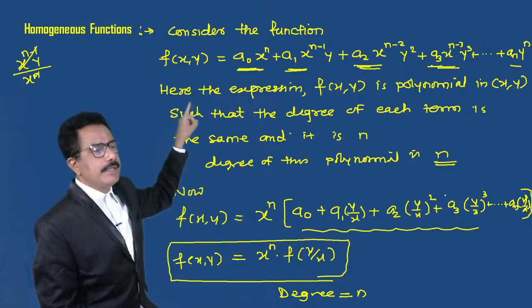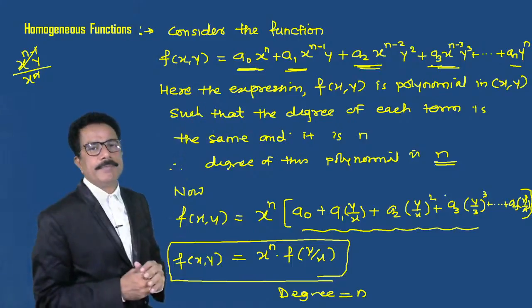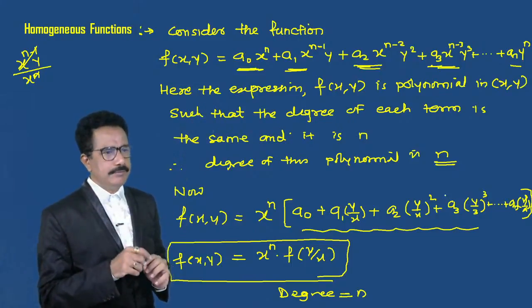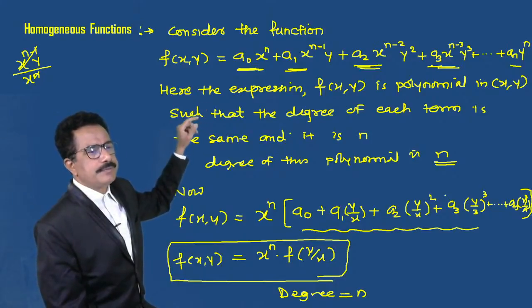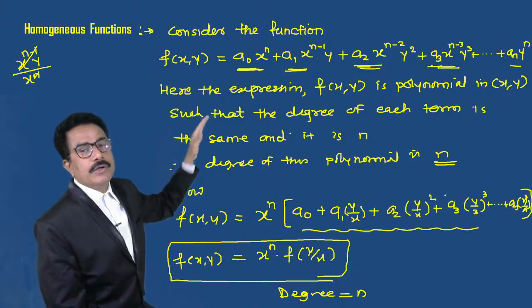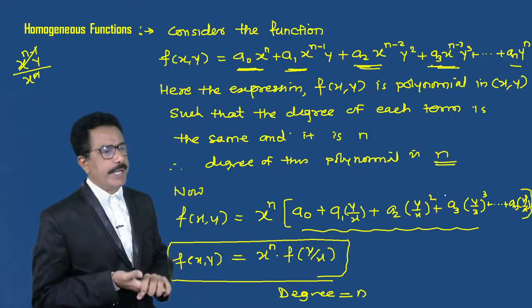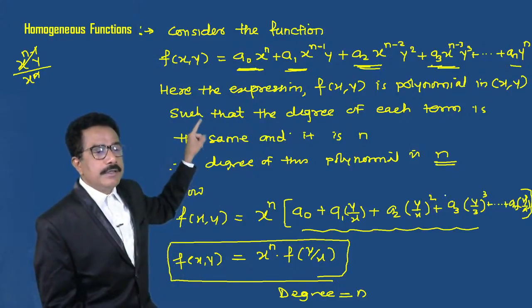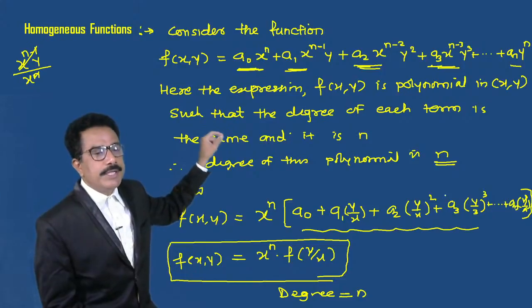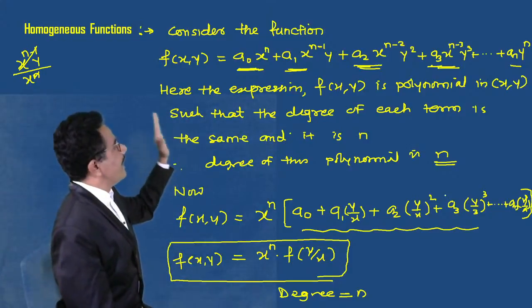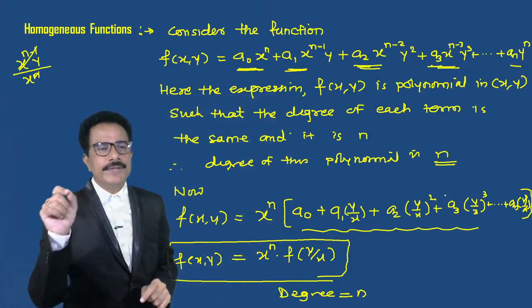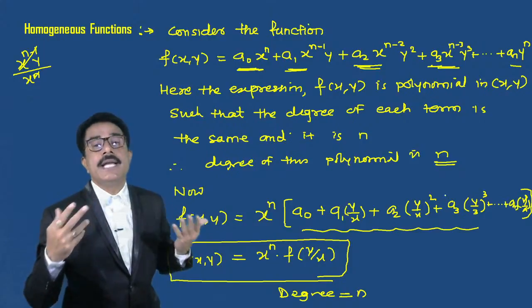A function f of x comma y which is given by a0 x raised to n, a1 x raised to n minus 1 y, a2 x raised to n minus 2 y square, and so on, up to an y raised to n. Here the function f of x comma y is a polynomial in terms of x and y such that the degree of each term is the same, and that is n combined.